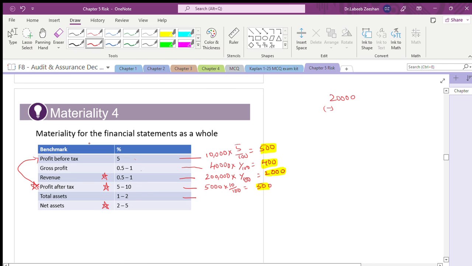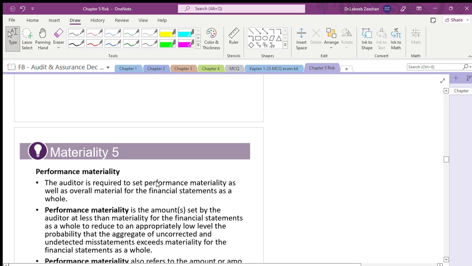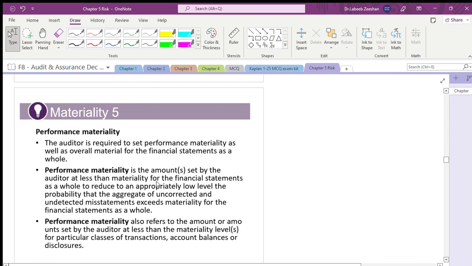On your fingertips: revenue, it is 1%. Profit after tax, it is going to be 5 to 10%. Total assets, 1 to 2%. If you have these things by doing practice, you will come to know about this as such. Once we come back from the break, we will focus on performance materiality.